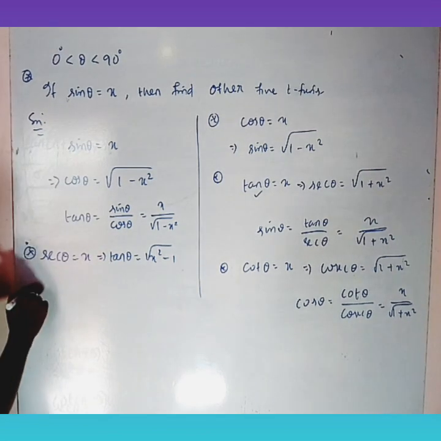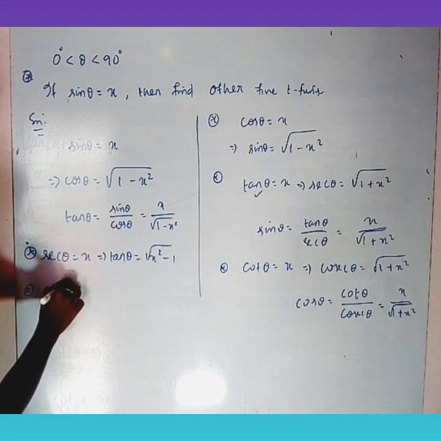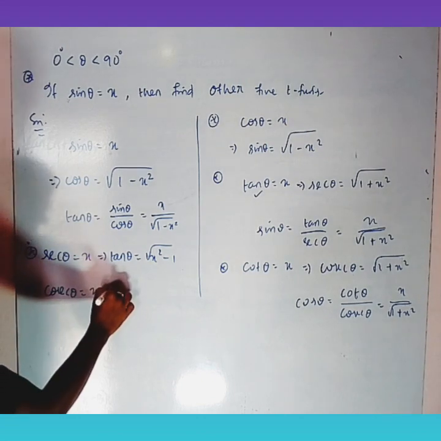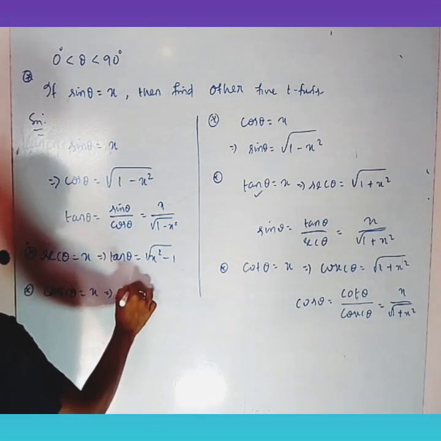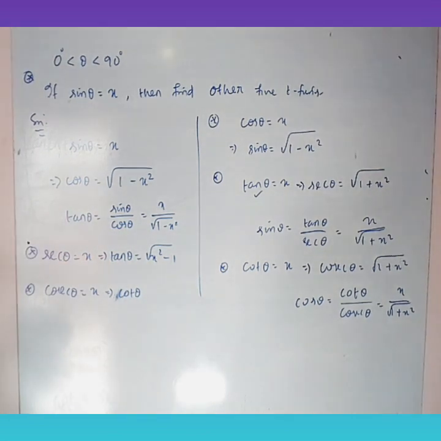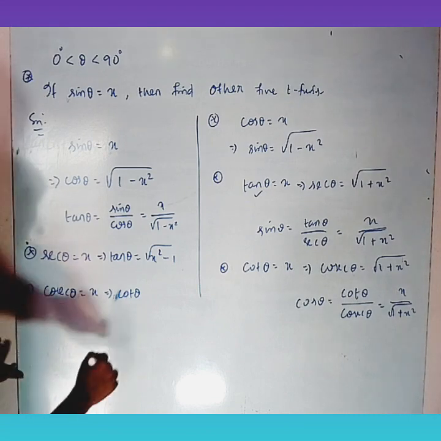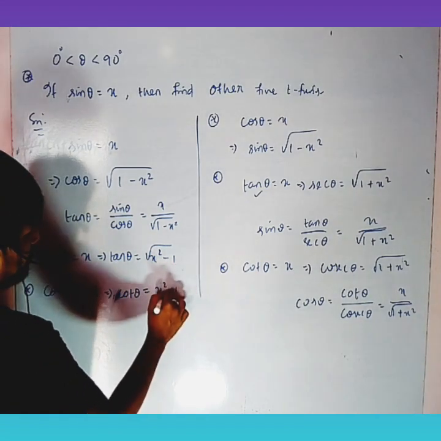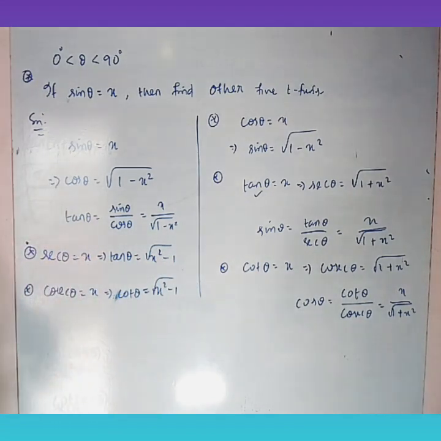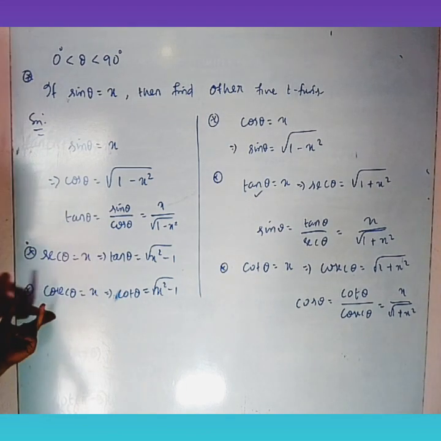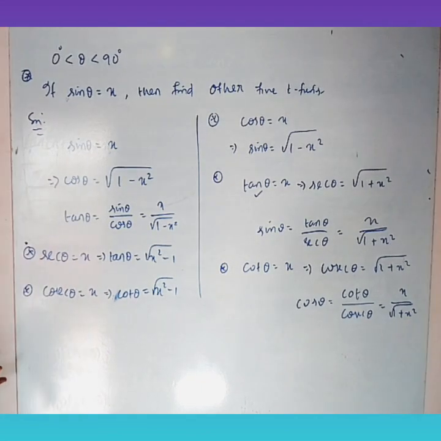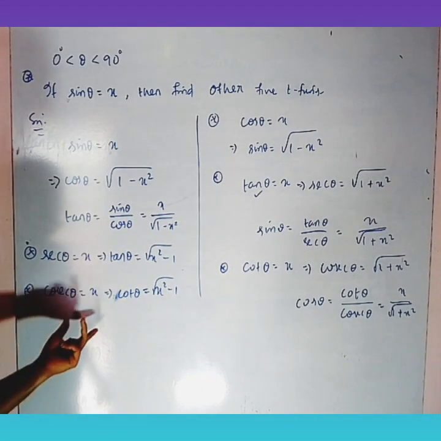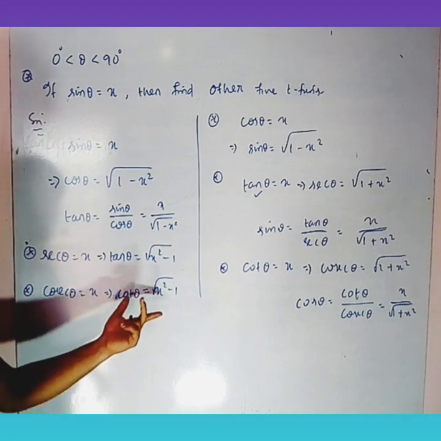If cosec theta is given, immediately we can find cot theta. As cosec theta and cot theta are related, cot theta equal to square root of x square minus 1, as cosec theta equal to x. So if cosec theta is given, we can find sin theta. If cot theta is given, we can find tan theta. We need cos theta and sec theta. We know that cos theta equal to cot theta by cosec theta, that is square root of x square minus 1 by x.